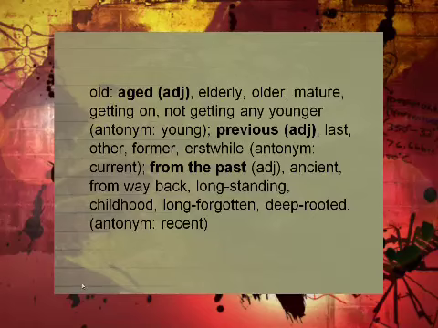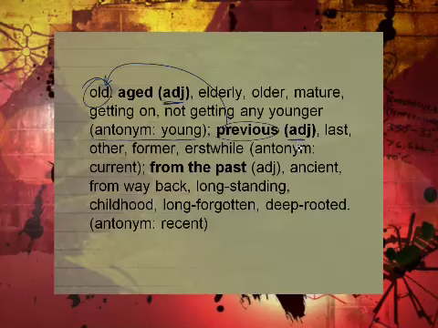Let's have a look at an entry from a thesaurus. You've looked up the word old, and what do you get? You get aged, and you're told it's an adjective, and then you get a whole lot of synonyms: elderly, older, mature, getting on, not getting any younger, and you get an antonym, young. Then you get another meaning of old. It could mean the previous, also an adjective. Then you get a whole lot of synonyms: last, other, former, erstwhile. And you get another antonym, current.